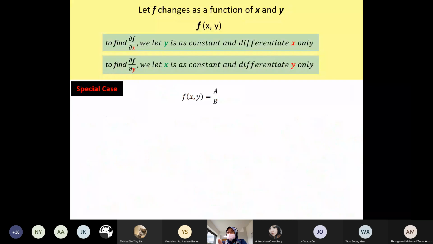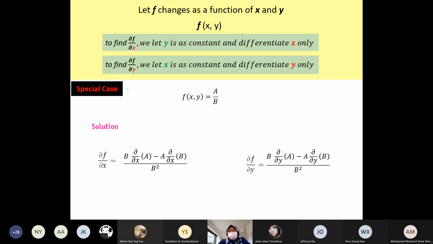Okay, so if not, then let's look at this quotient. We call this the quotient rule. So we look at how we can find the partial derivative if we have a quotient function. So for this one you can use this formula.